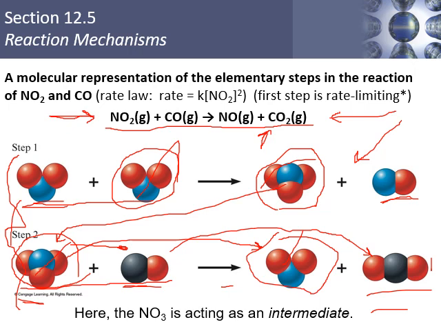So for example, in this example, if we assume that this first step here is the slow step, then what we would have for the rate law would be rate equals some rate constant K times the concentration of A, which in this case would actually be NO2 here, but there's 2 of them. So it would be rate equals K times the concentration of NO2 times the concentration of NO2 a second time.